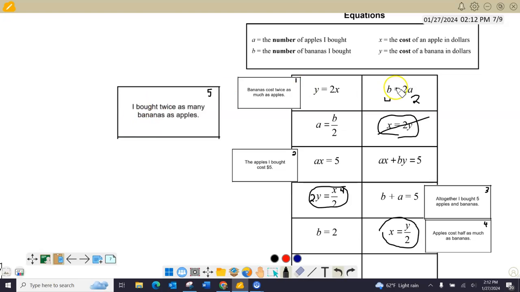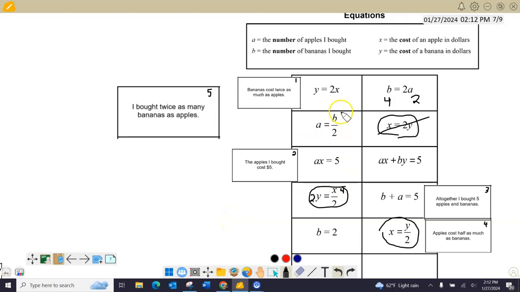Here, we have more bananas. Over here, we have twice as many bananas. We have more bananas. That works right here. I bought twice as many bananas as I did apples. So I would take apples and multiply it by 2. Okay, that works. Is there anything else?